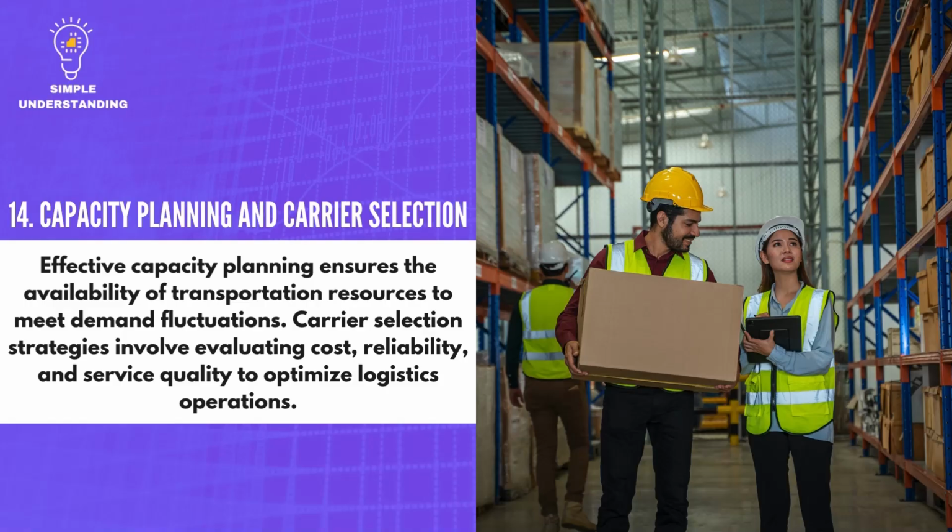14. Capacity planning and carrier selection. Explanation. Effective capacity planning ensures the availability of transportation resources to meet demand fluctuations. Carrier selection strategies involve evaluating cost, reliability, and service quality to optimize logistics operations.